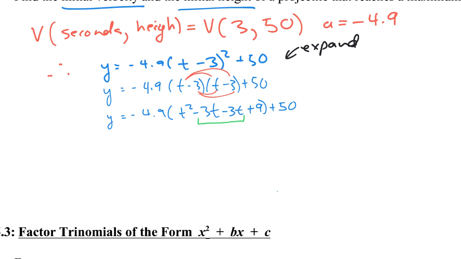That's the one thing we always need to do. So we've got to pull those two together. So we've got minus 3 and minus 3, which gives us negative 6. And we end up with the following equation. So now we end up with negative 4.9 bracket t squared minus 6t plus 9 plus 50.